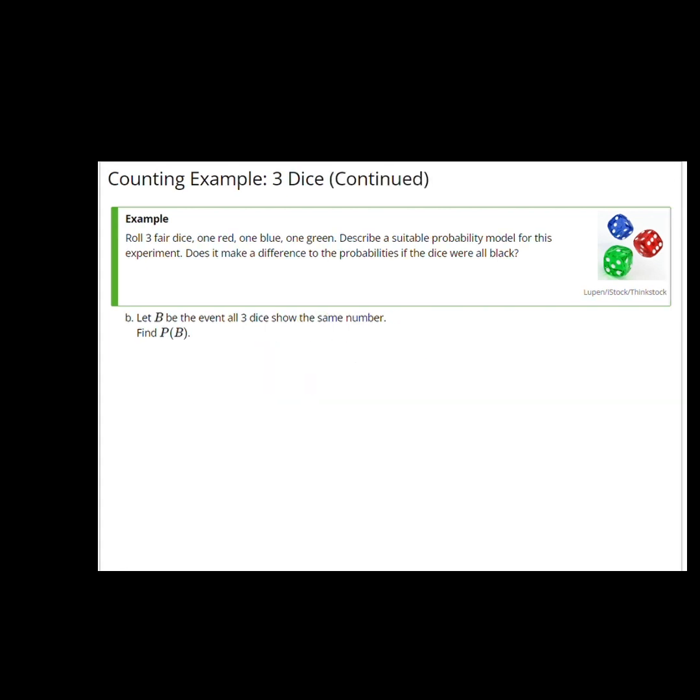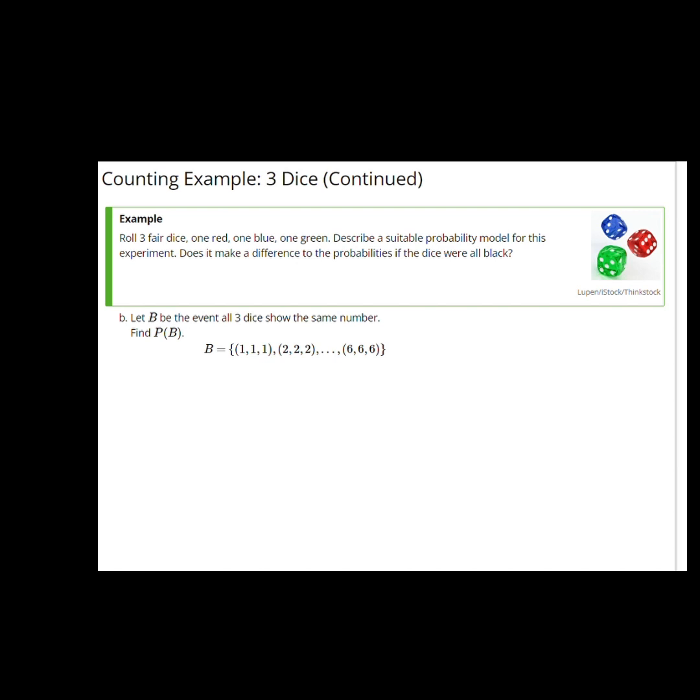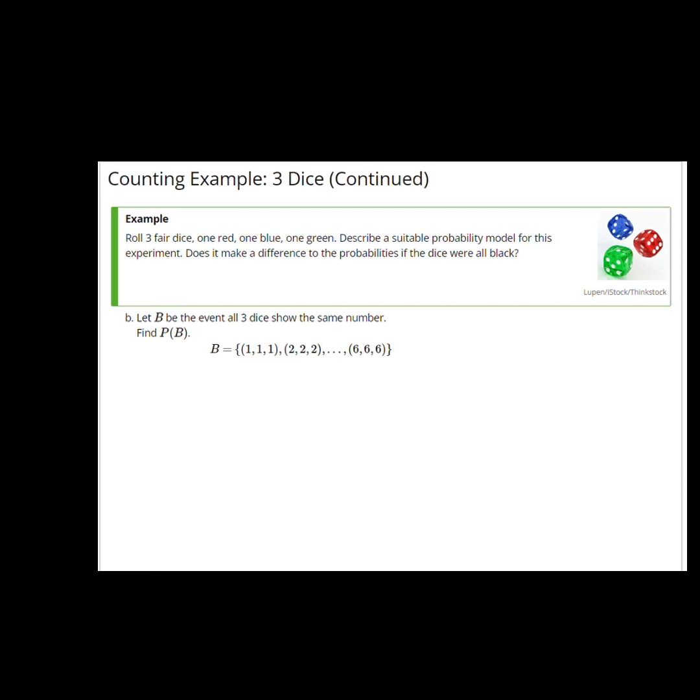Here's a second question. Let B be the event that all 3 dice show exactly the same number. Find the probability of B. B consists of triples like 111, 222, up to 666. There are 6 points in B in total, since all 3 dice must show the same number. And so the probability of B is the number of points in B, 6, divided by the total number of points in the sample space, 6 cubed.